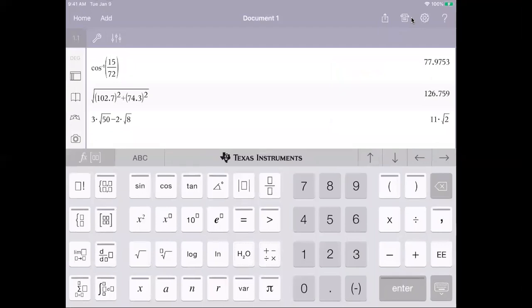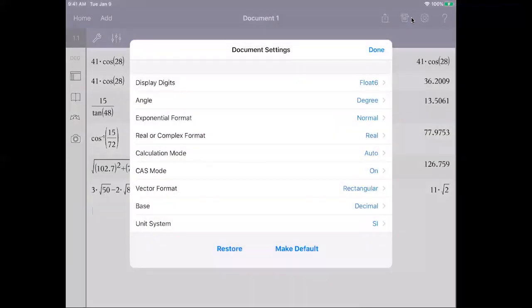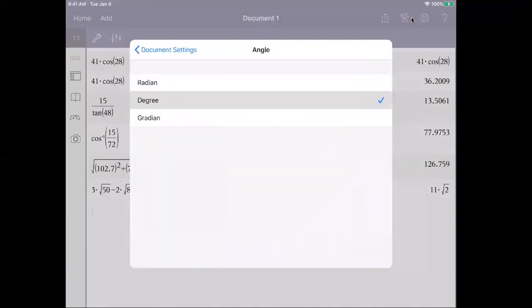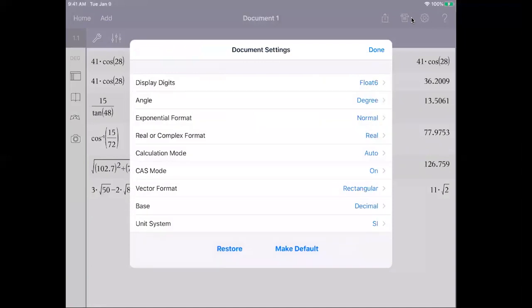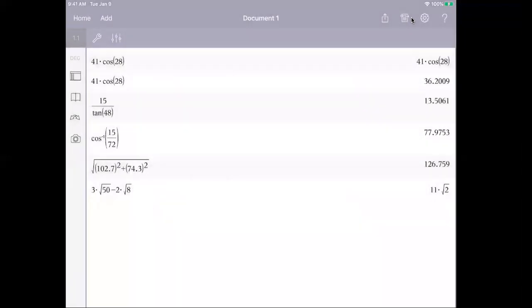So if you're using the TI-Nspire CAS on your iPad, remember the wheel in the upper right corner. You want to make sure you hit that and make sure the second one down is in degree mode. We definitely want our angle to be in degree mode, or else you're going to do it right and it gives you the wrong answers. If you're using a handheld calculator, you also need to make sure your angle is in degree mode.